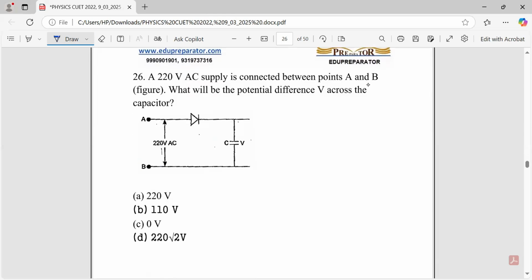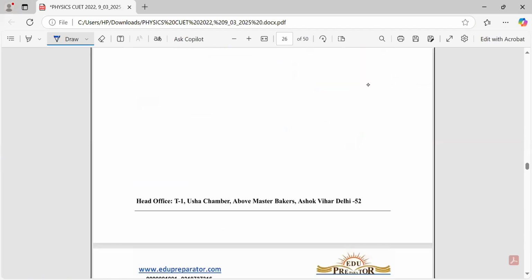Now this question involves the concept of the junction diode as rectifier. We know that only one diode is connected, so it is a half-wave rectifier which will conduct in the positive half. So the voltage across the capacitor will be equal to the peak value. Before I start, we know that root mean square value is peak value by root 2. So the peak value will be equal to root 2 into 220. So we have D as the correct answer.